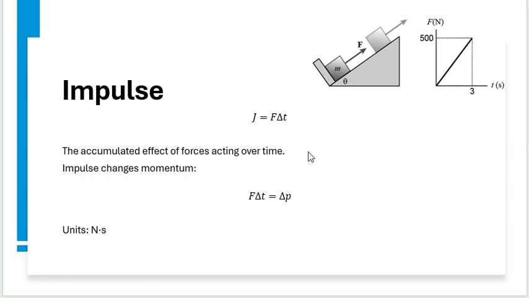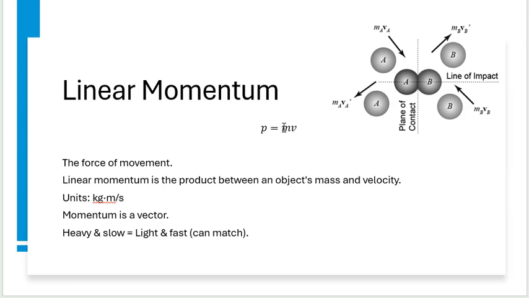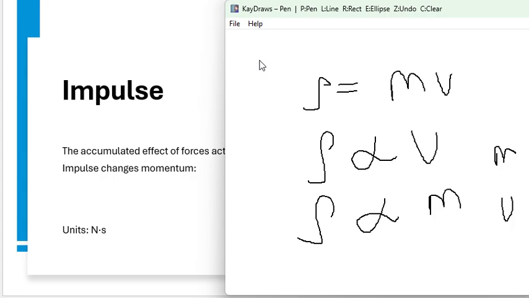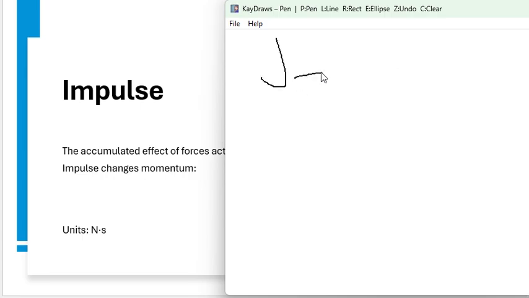Your impulse is J, and we're looking at the force this time. With momentum, we were looking at the mass with the velocity, how heavy. Here we're looking at the force, how much force we apply and how long we apply it, and that is your impulse. Impulse is the accumulated effect of the forces acting over time. So now the time factor comes in, so you see a little delta right there, the change in time.